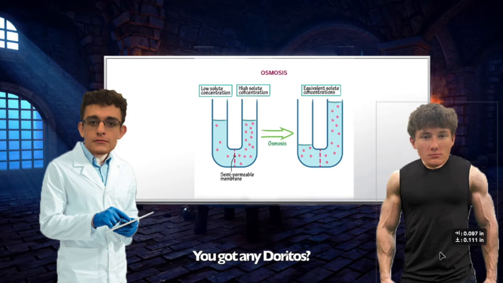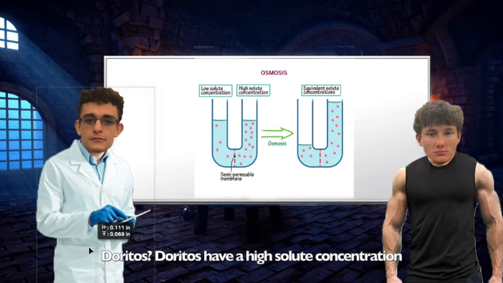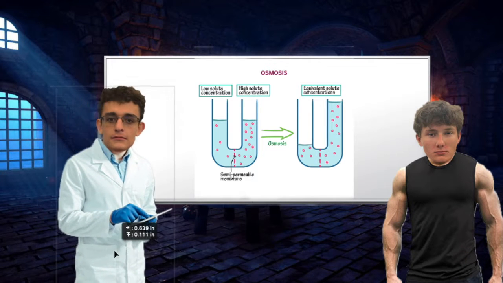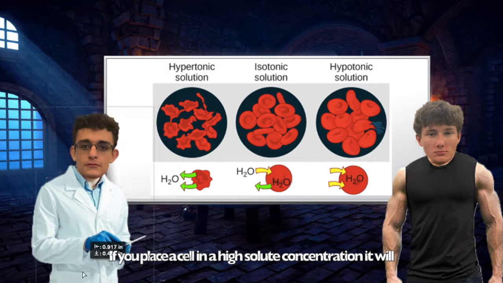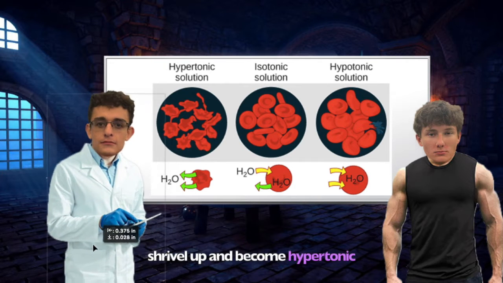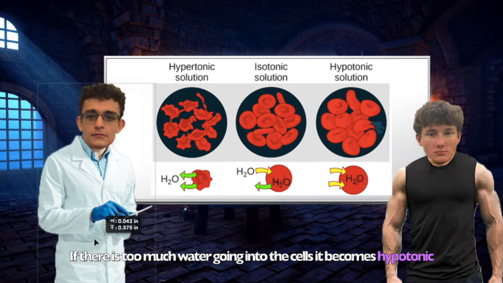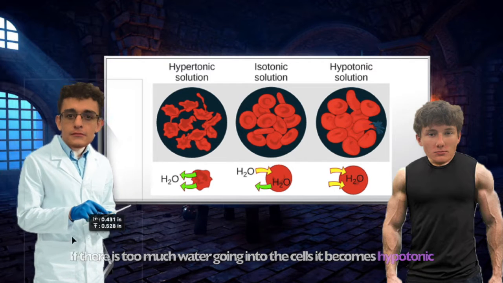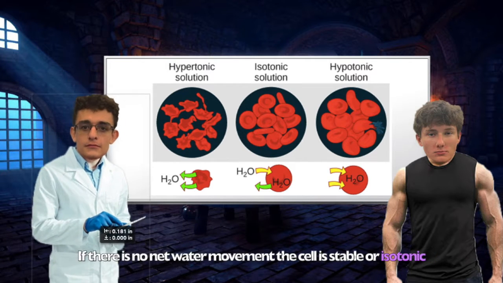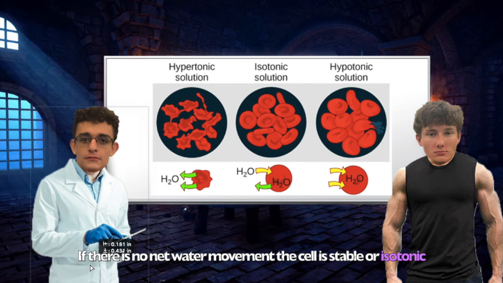You got any Doritos? Doritos have a high solute concentration. If you place a cell in a high solute concentration, it will shrivel up, and the solution is hypertonic. If there is too much water going into the cell, the solution is hypotonic and the cell bursts. If there is no net water movement, the cell is stable, or isotonic.